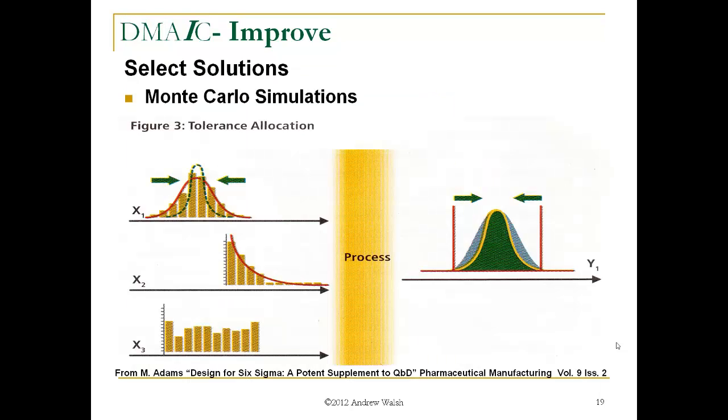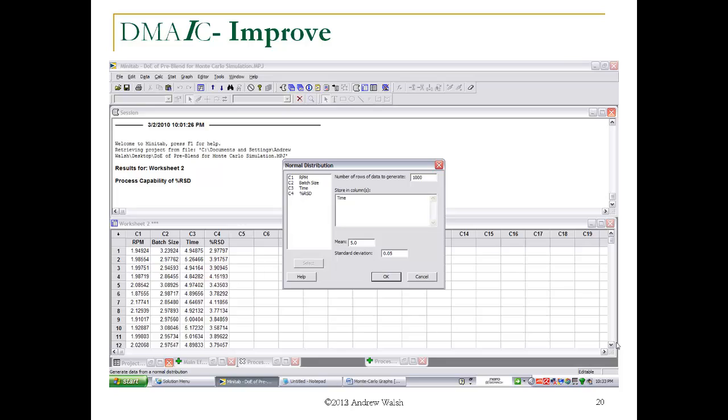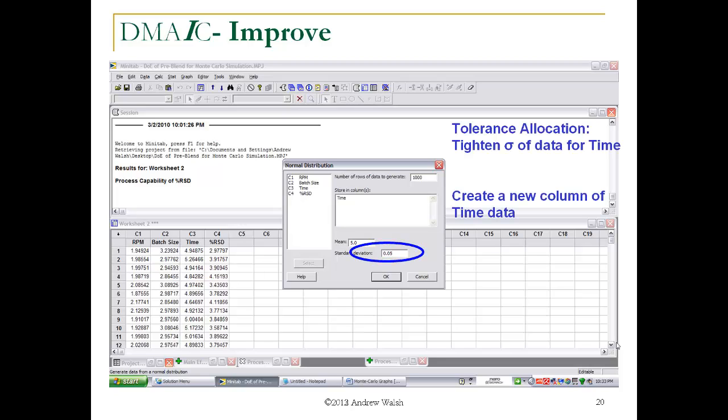Now, another thing to look at is what's called tolerance allocation, or as I said before, tolerance design from Taguchi. What if we were to tighten up the variability of each one of these inputs, make them better? So we can actually look at that. With that, if we tighten up the deviation of each variable, will we tighten up the variability of our output? Well, we can do the same thing. Tolerance allocation will tighten the standard deviation of data for time, for instance. And we'll create a new column with time data. So the time is still 5, but instead of 0.1, we'll go to 0.05. So we'll really tighten up on the time data.